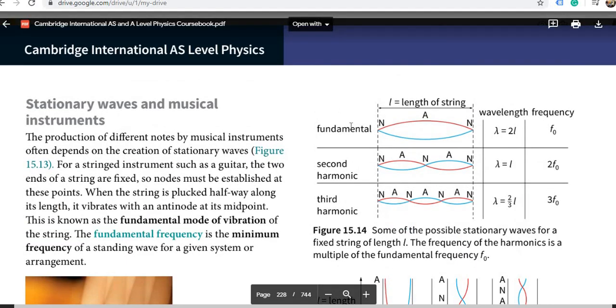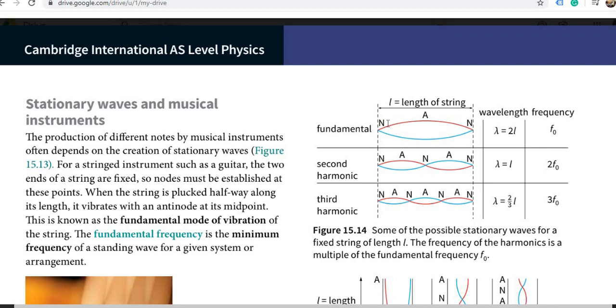This is the fundamental, or the very first one. Fundamental, you know the meaning of the word fundamental, basic. So the very first possibility, so it's called fundamental, where you have no nodes in between, just one antinode. Then second harmonic, where you have one node and two antinodes.